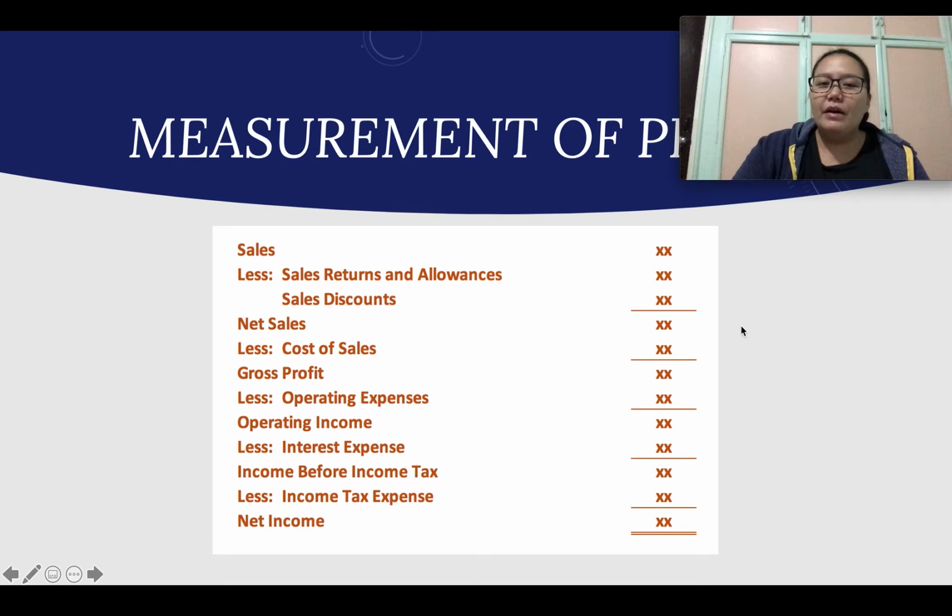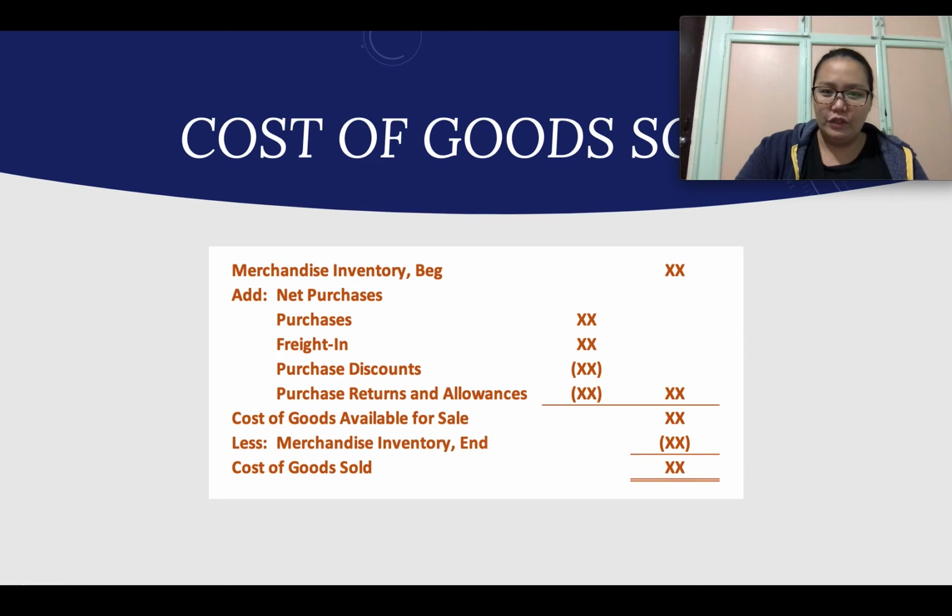Let us discuss how to compute for the cost of sales or the cost of goods sold. So, the cost of goods sold is computed as merchandise inventory beginning plus net purchases. To compute for the net purchases, we get the amount of our purchases for the period and add the balance of the freight in or the transportation cost, and then deduct all the purchase discounts and all the purchase returns and allowances. That is the net purchases.